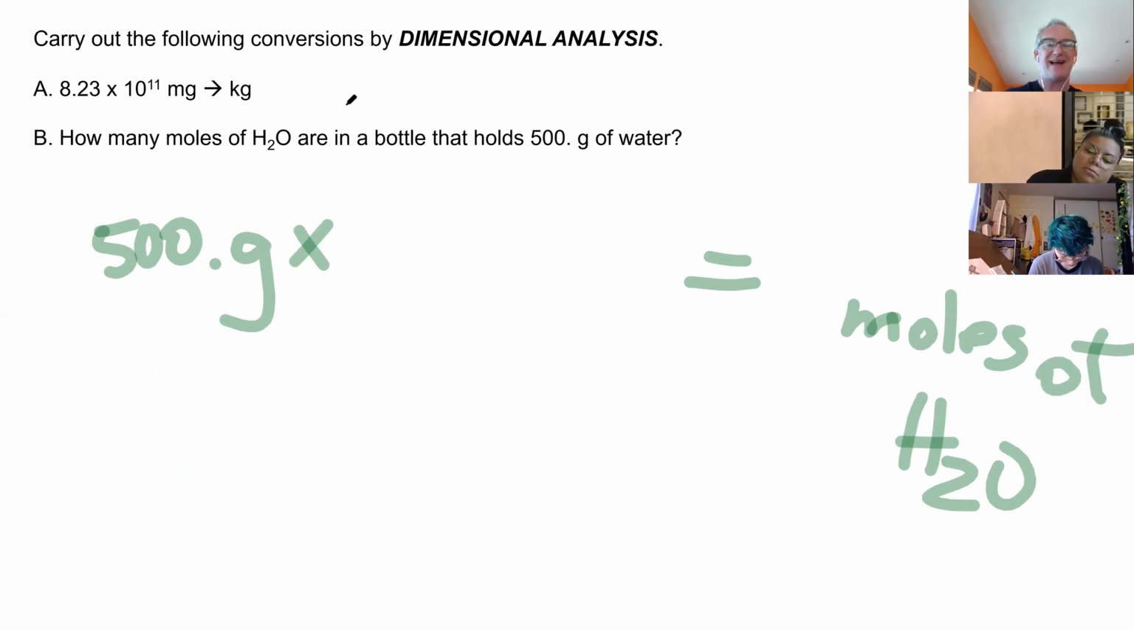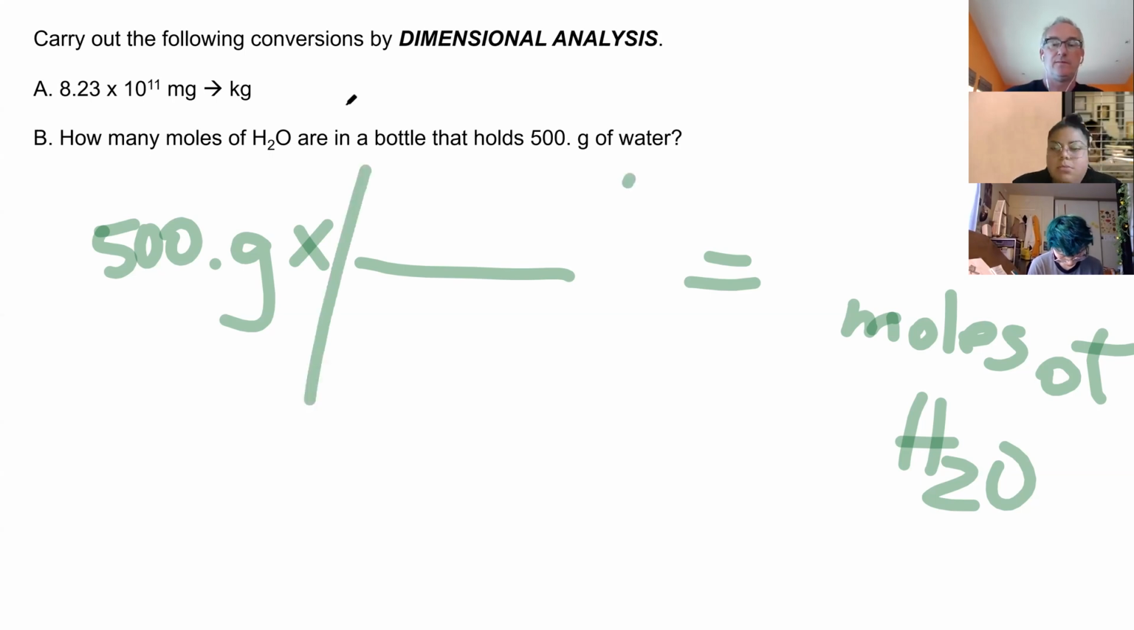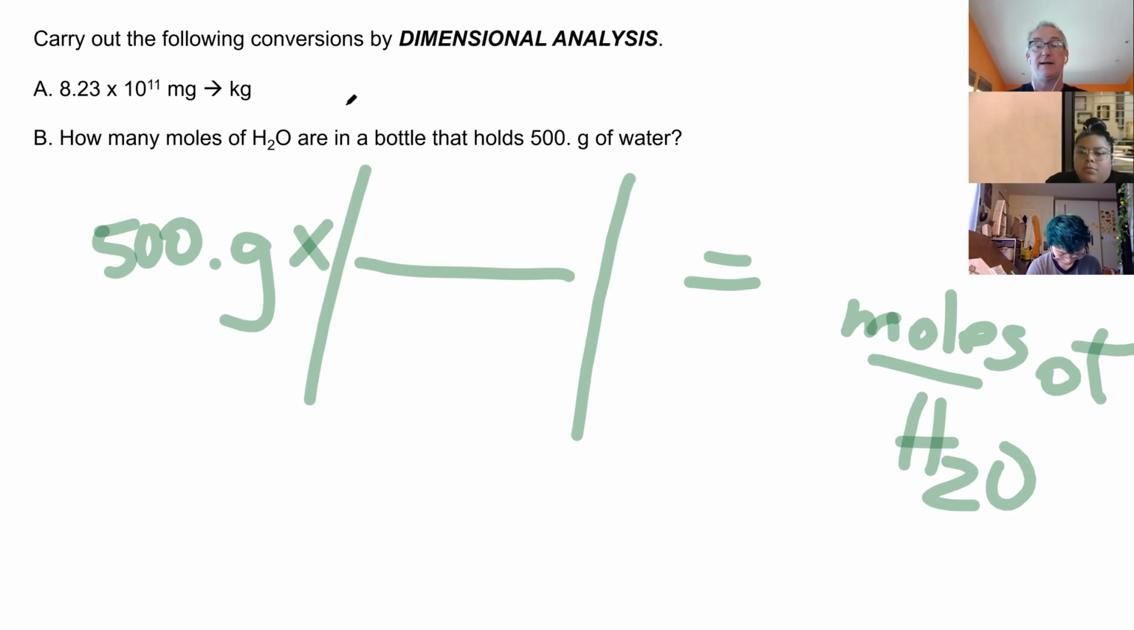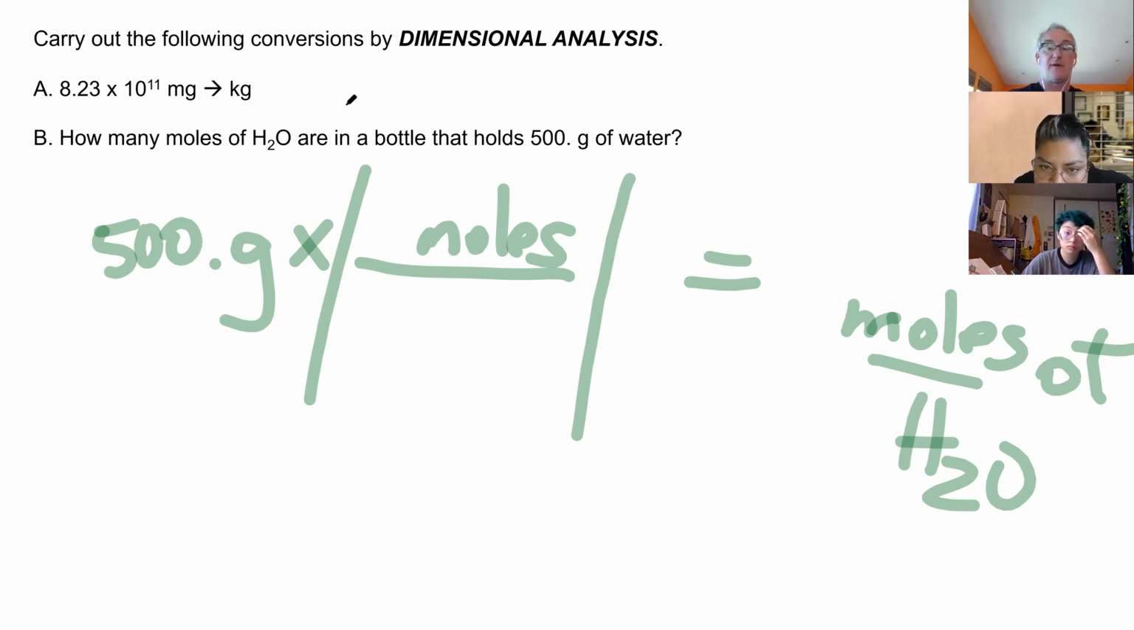So I'm going to have to multiply this by something to get me moles of water. If we go back to the approach I used last time, what unit am I going to put on top, and what unit am I going to put on the bottom? Moles. Right, I want to end up with moles. Because that's the unit I want, I'm going to put moles on top, and the unit I want to cancel on the bottom.